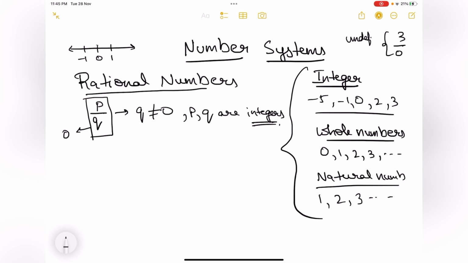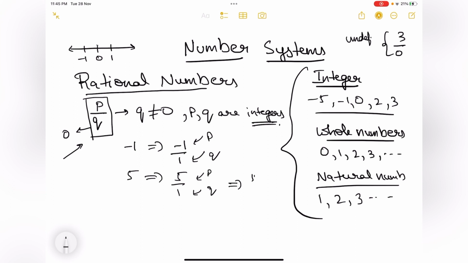So any rational number can be represented in the form of p by q. Let's say you want to represent -1. How would you do that? It is basically -1 by 1. So p is -1 and q is 1, right? Similarly, if you want to do 5, it is 5 by 1. Of course, you have multiple forms. Even 10 by 2 is 5, where p is 10 and q is 2.